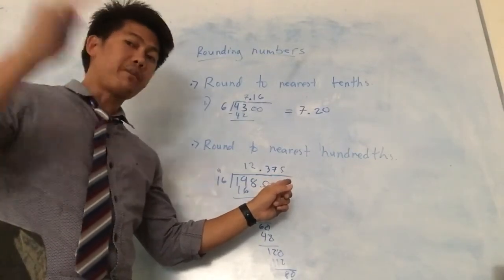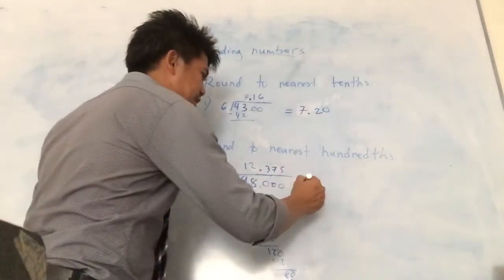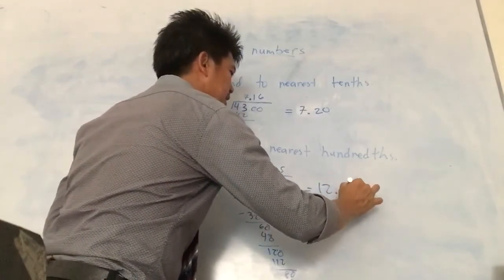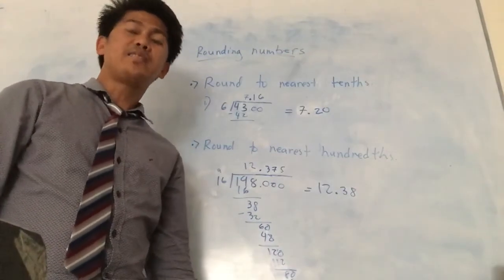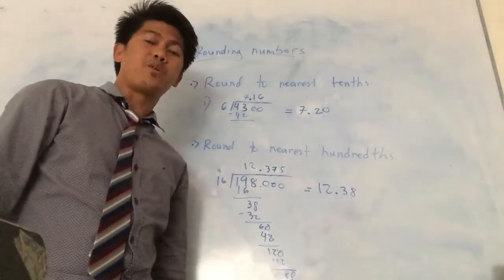included in 5 and up. So you have to add 1 to 7. So your final answer is 12.38 or 12.380. Okay, so this is how you round off numbers.